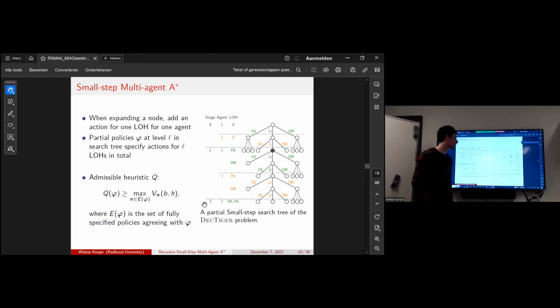And then the second part of the improvements is about these heuristics that we use to guide the A-star search. So again, an admissible heuristic, because we're maximizing, has to be an over-approximation. If we have such a partial policy, this one here represents the partial policy that does listen in the first stage for both agents. Then we look at all the partial policies that do the same thing in everything that's already specified. And we look at the best policy there. The heuristic has to be an upper bound for that.